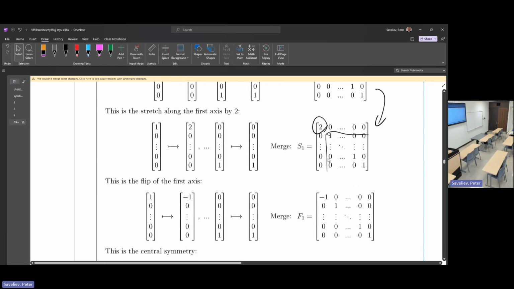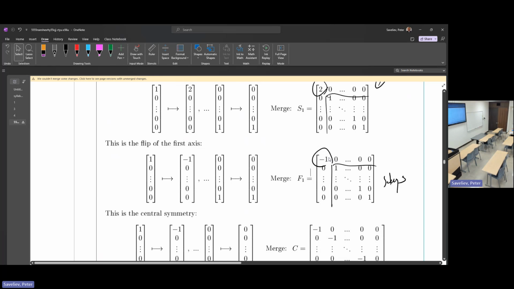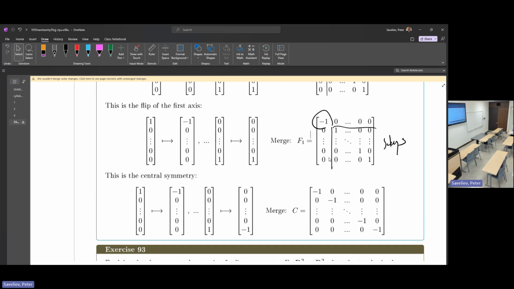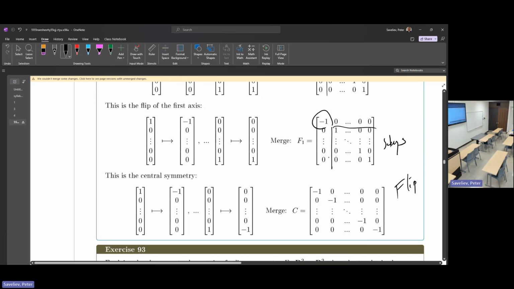Flip about the first axis, once again: this one stays, and this one becomes -1. That's the flip. Central symmetry is more interesting because every basis vector is flipped, which means that wherever you have a 1 it becomes -1, and therefore every 1 becomes a -1. Well, here's a question for you: is there a flip?